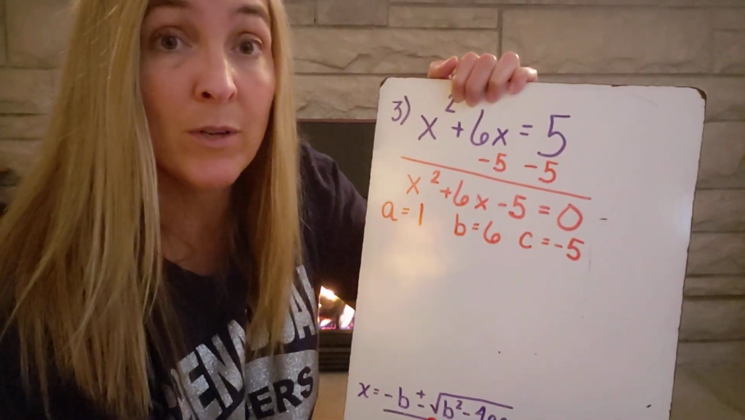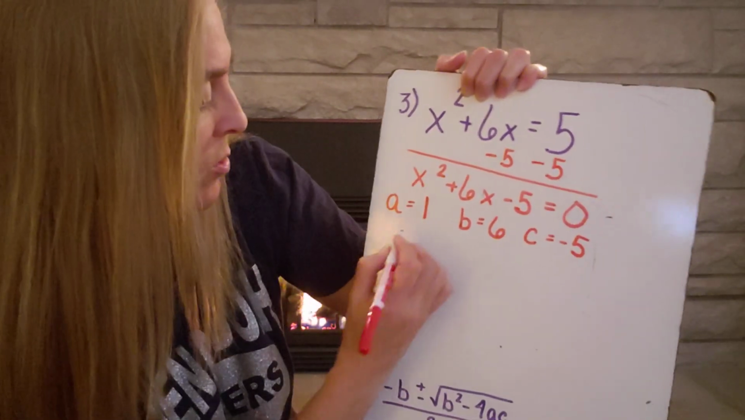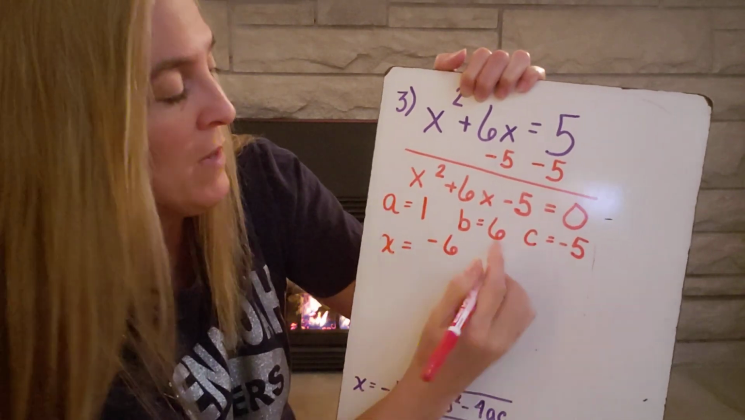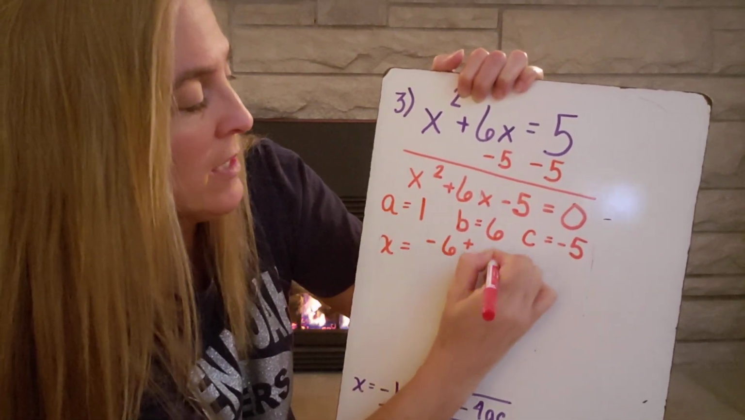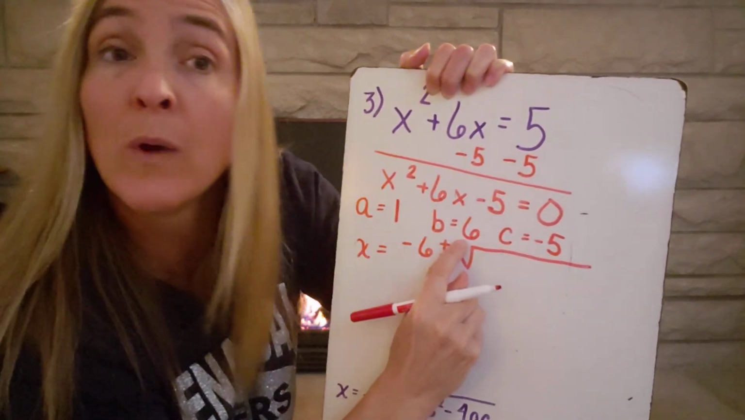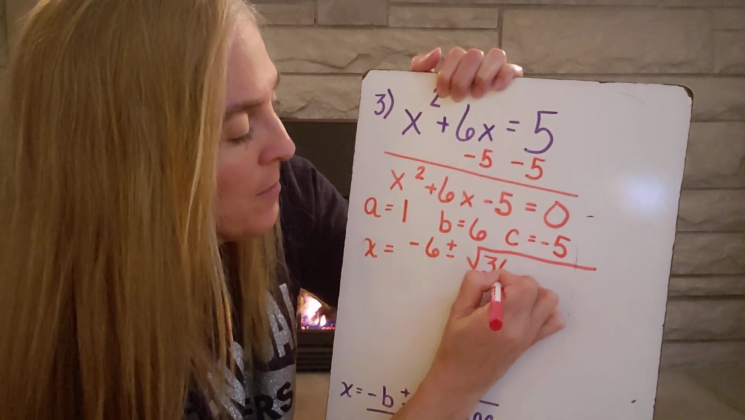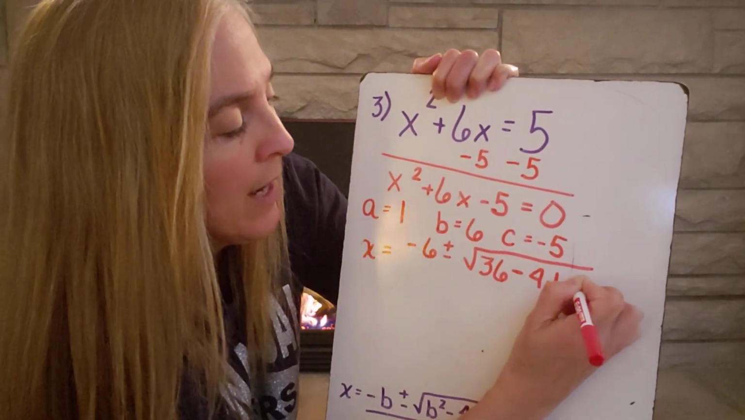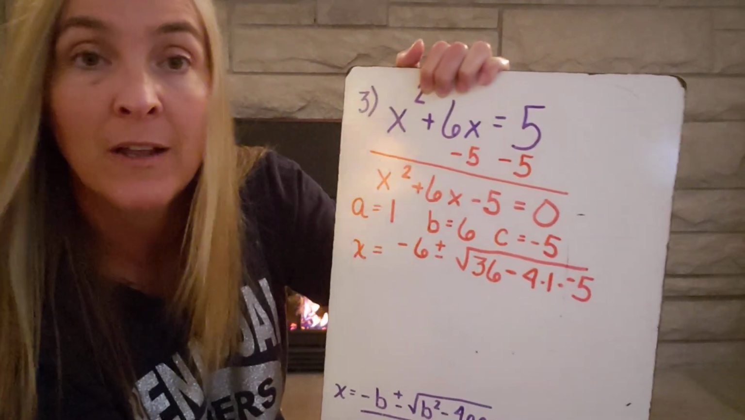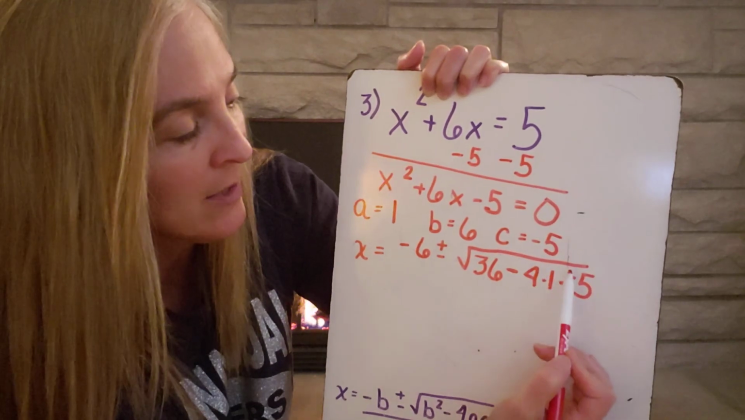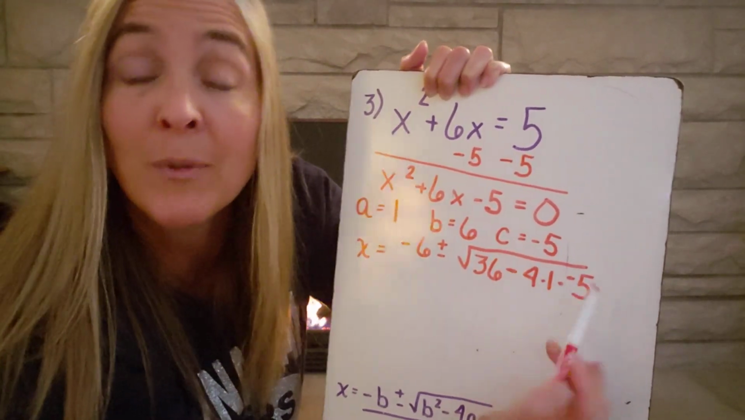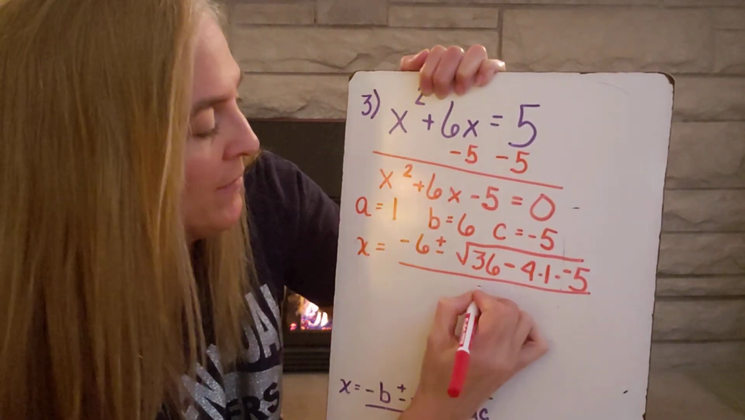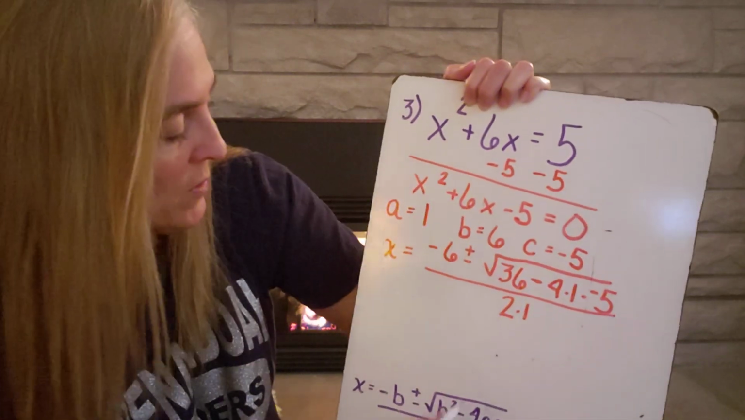To some tune, I don't care what tune you use. Like I say, I used Pop Goes the Weasel, but you're going to have x is equal to the opposite of your b, which would be negative 6, plus or minus the square root. I'm going to square my b, which would be 36, minus, I'm going to take 4, multiply it by 1, and multiply that by negative 5. So right away, I notice I'm going to have a minus and a negative. When I multiply those, I'm going to end up with a positive underneath that square root. That is all divided by 2a, which is 2 times 1.